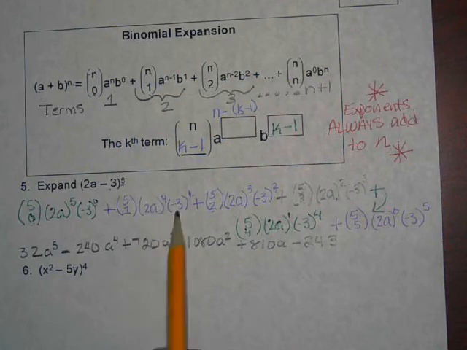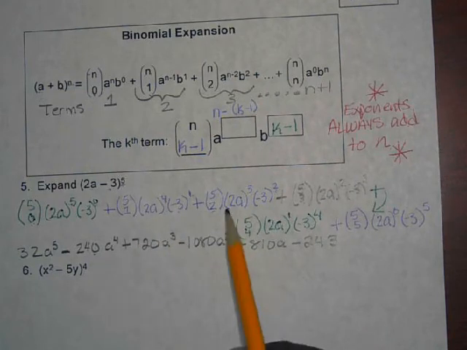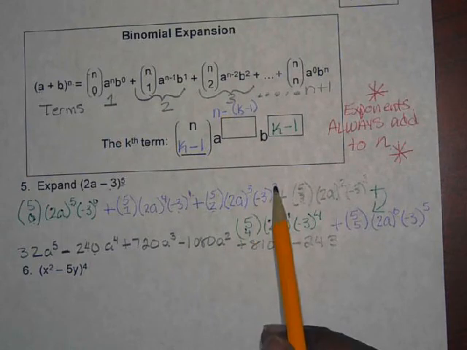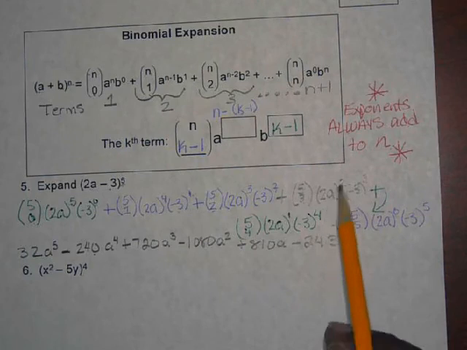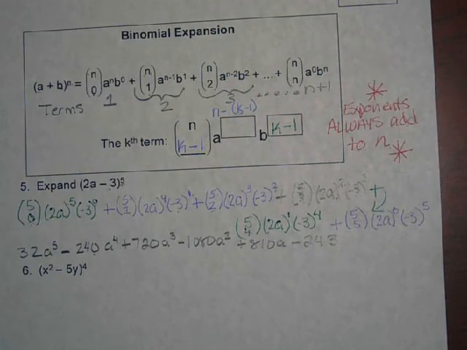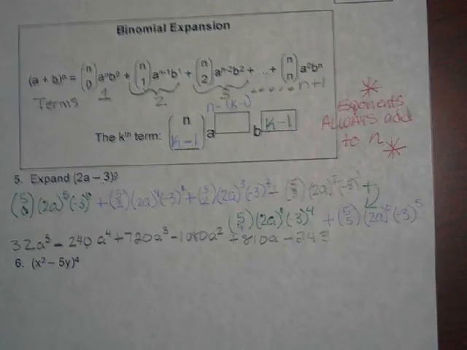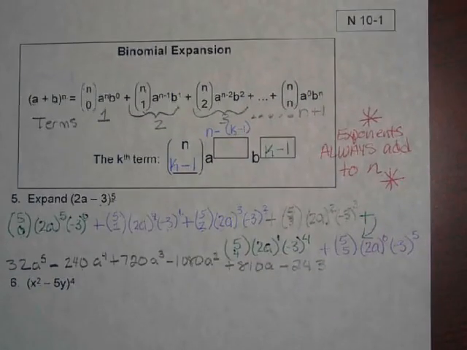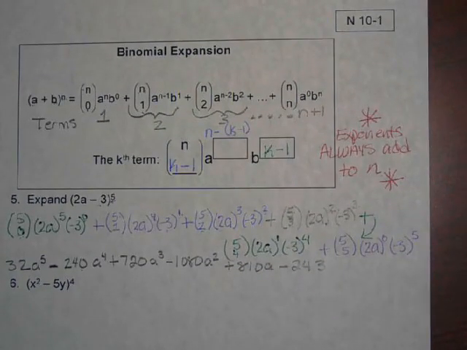2 to the 4th times negative 3. 2 cubed times negative 3 squared. Then we had 2 squared times negative 3 cubed, and so on. Are we good? All right, let's try the next one. Actually, I'm going to run out of time, so I'm going to have to put the next one on another video. All right, so let's stop right there.